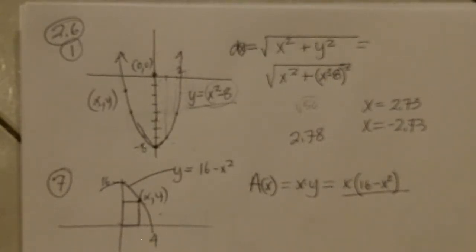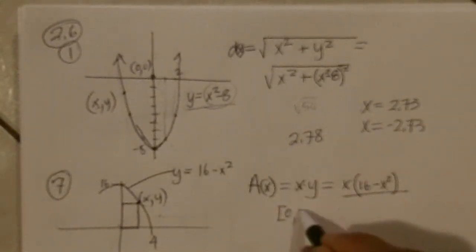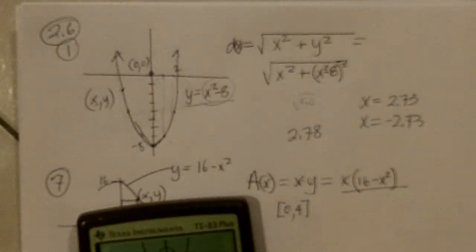Then it says, what's the domain? Well, x, the distance over, has to be somewhere between 0 and 4. So the domain would be from 0 to 4. And graph it, and what is the largest? And so you would just type this into the calculator and graph it and find out what x gives the largest area.